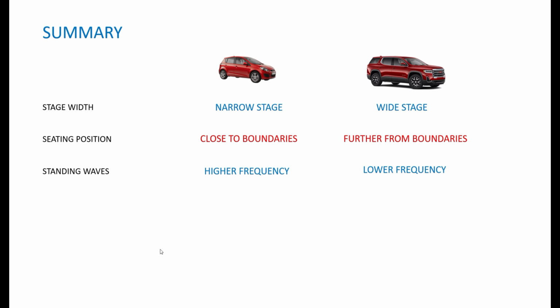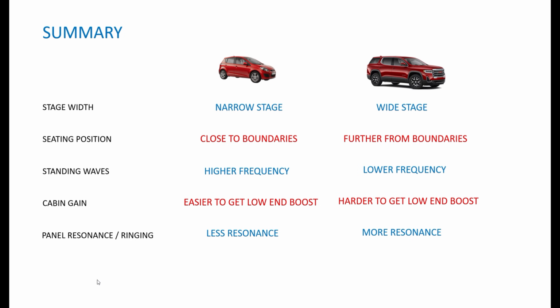Then we have standing waves. Small cars, you tend to have standing waves with a higher frequency, or the first node is at a higher frequency than a large car, right? And then in cabin gain, you tend to find that in smaller cars, it's easier to get low-end boost because of cabin gain, but it's much more difficult in big cars to get that cabin gain low-end boost because of the sheer difference in cabin sizes. Then small cars suffer less from resonance and ringing and stuff like that because the panels are physically smaller and there's less surface area, and the opposite is true for larger vehicles.